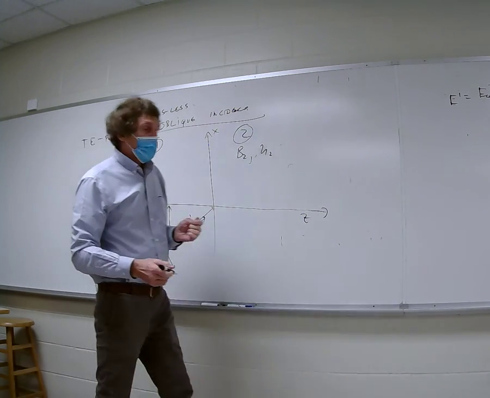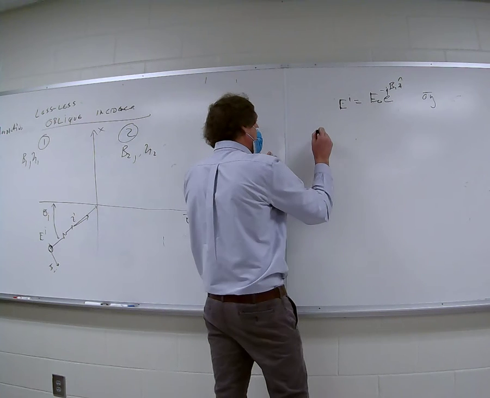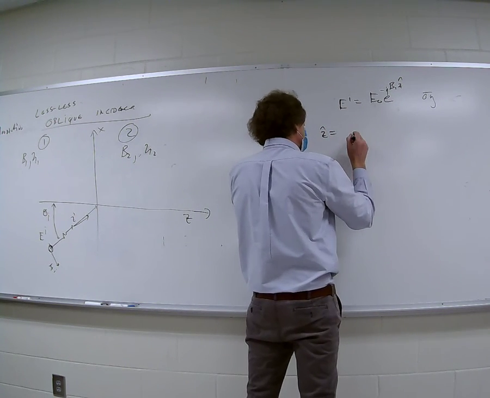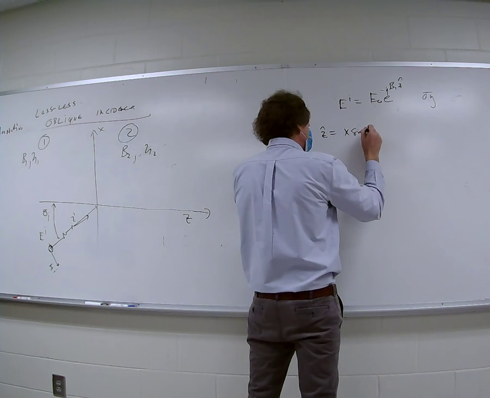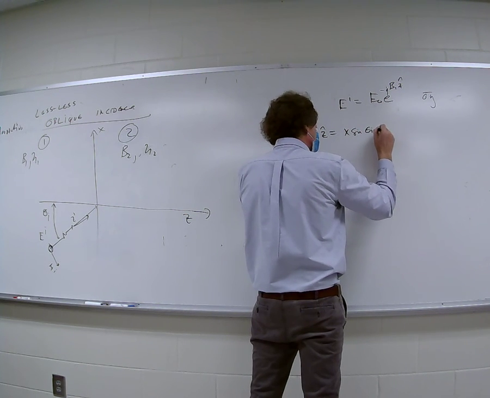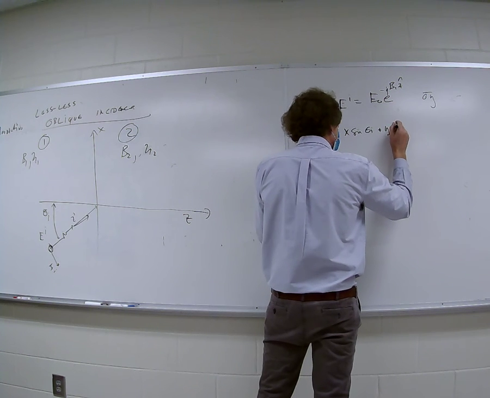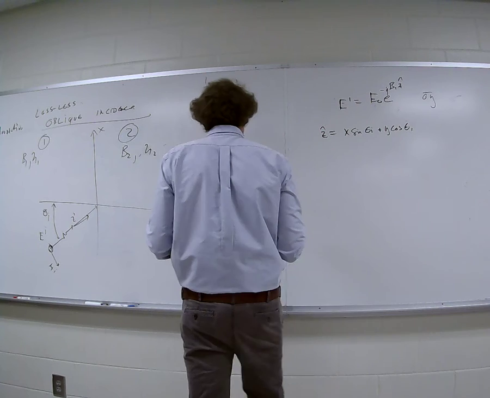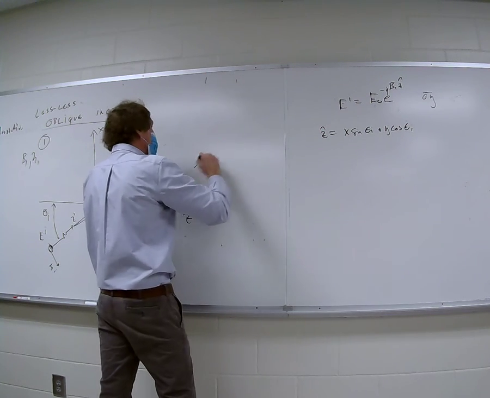So when they do that, what it means is z prime itself is actually given as x times the sine of the angle, beta incidence, plus y times the cosine of the angle, beta incidence. Some of you are going to say, how did you know that? And that's a very good question.